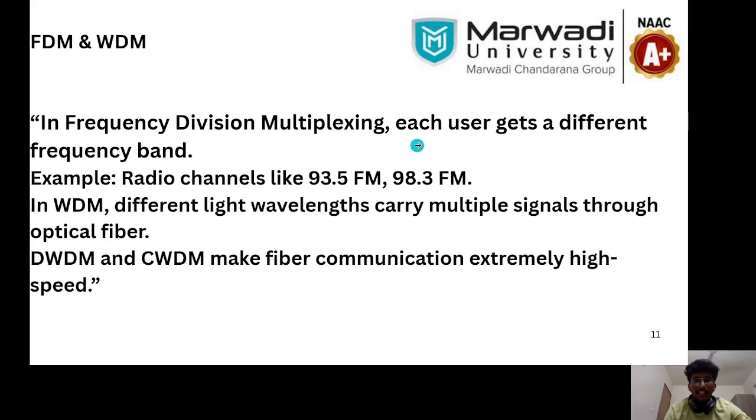In frequency division multiplexing, each user gets a different frequency band. Example, radio channels like 93.5 FM and 98.3 FM. In WDM, different light wavelengths carry multiple signals through an optical fiber. WDM and CWDM make fiber communication extremely high speed.